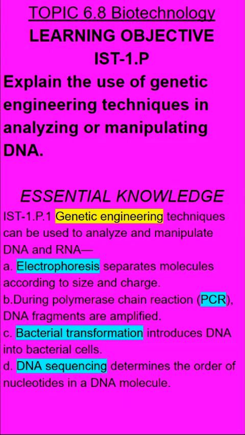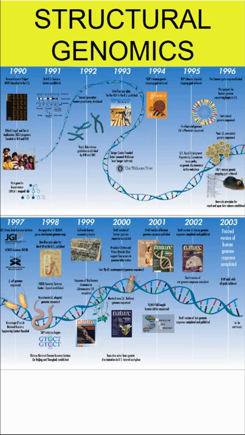Genetic engineering can involve electrophoresis, polymerase chain reactions, bacterial transformations, and DNA sequencing. So we start with structural genomics here. And in 1990, the Human Genome Project began.